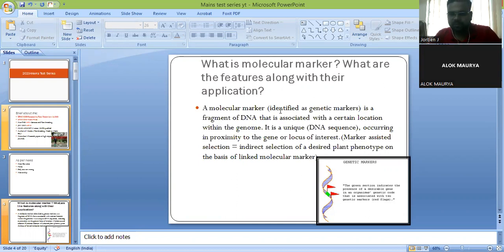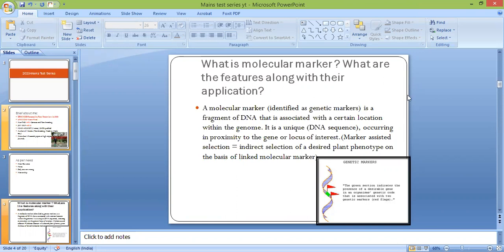Occurring in proximity to the gene of interest or the locus of interest, for example, you should have a diagram. As shown, there is a DNA strand. The green one depicts the gene of interest, and the red flags are the markers. The flags on both sides of the gene of interest are the markers, so the markers are located on either side of the gene of interest. That is the major concept. You can draw a small diagram, and it will make it clear to the examiner that you properly understand the definition.